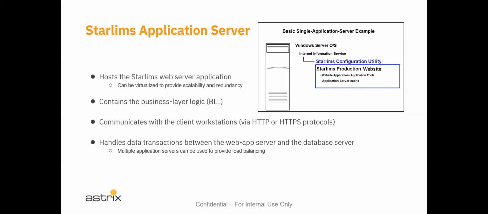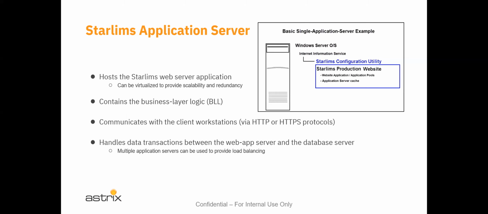So the STARLIMS application server hosts the actual STARLIMS web application. And these can be virtualized, either on a hardware machine or software virtualized, to provide scalability and redundancy. The server contains the business layer logic, BLL, and it communicates with the client workstations via either HTTP or secure protocols. And it handles all of the data transactions between the web app server and the database server.